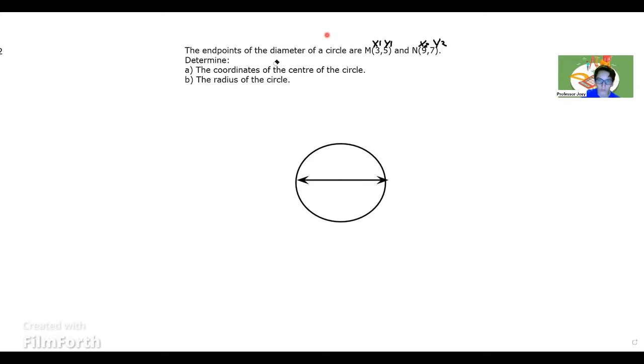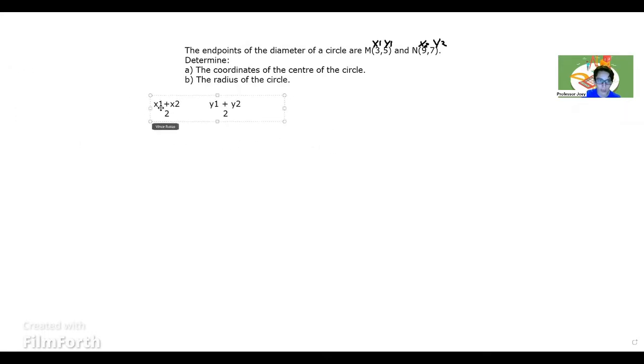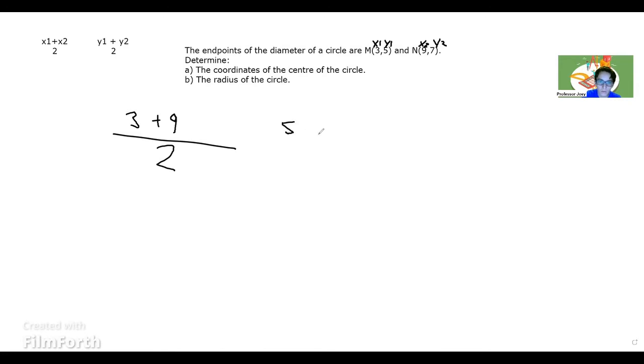But first, we're going to need to erase this and figure out what our formula is. And our formula for this question is x1 plus x2 divided by 2 and y1 plus y2 divided by 2. That is our formula we're going to be using. So let's draw. We're going to use our 2 points, M and N. So x1 is 3 plus 9, and then that's going to be divided by 2. And then y1 plus y2 divided by 2 would be 5 plus 7 divided by 2.